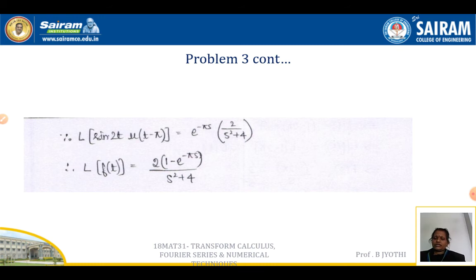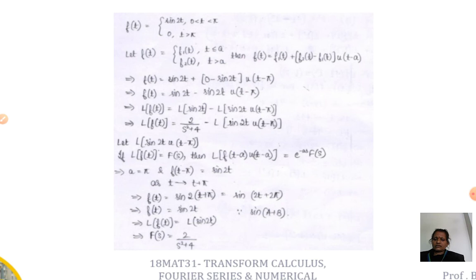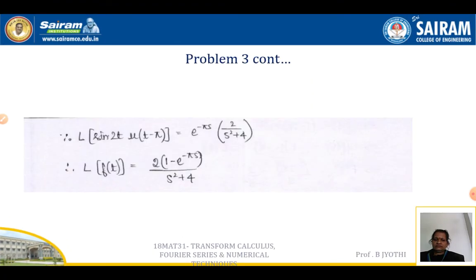Now we need to take this along with the previous result. What was the previous result? This is the previous result, that is 2 divided by s squared plus 4, and this is also 2 divided by s squared plus 4, and we have applied for a unit step function. So this 2 divided by s squared plus 4 is common, and for the previous one it was 1 minus e to the power of minus pi s. This is the result we are getting.